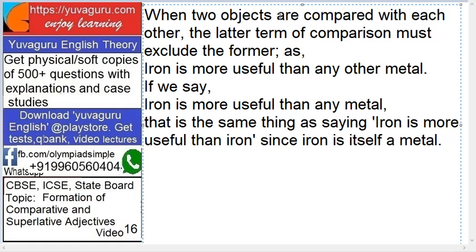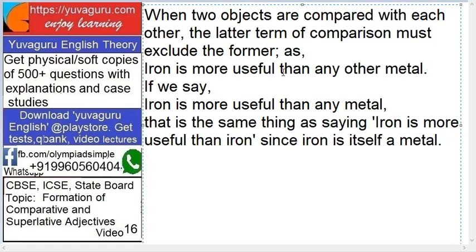When two objects are compared with each other, the latter term of comparison must exclude the former. Now this is a bit difficult to understand. See here, two objects compared with each other. Okay. The latter term of comparison must exclude the former. Means the latter term which we use must exclude the earlier one. Okay. We'll understand this with an example.